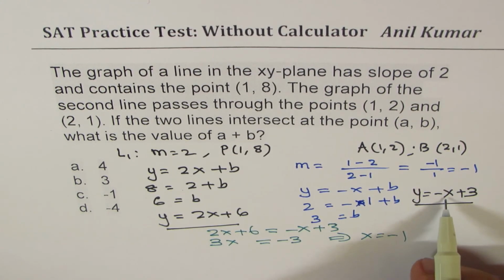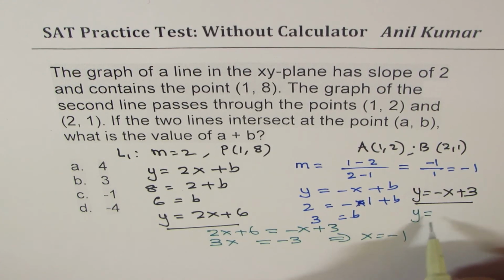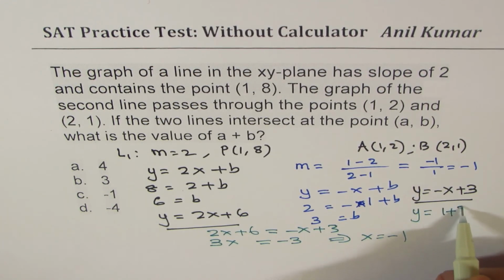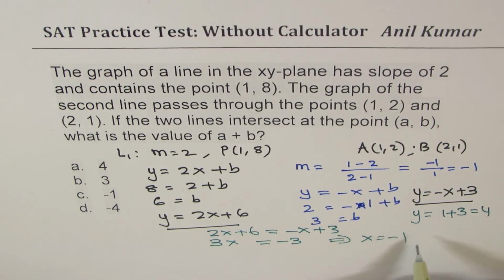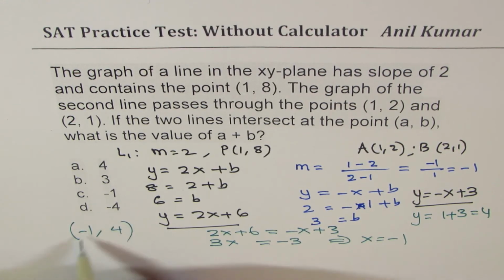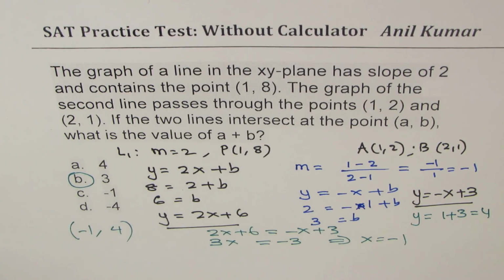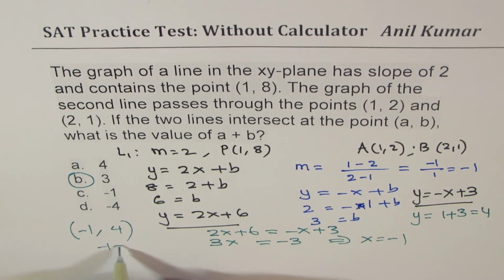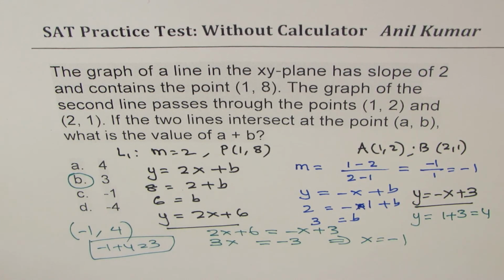Now if I write x equals minus 1, I get y equals, minus makes it plus, 1 plus 3, which is 4. So my points are minus 1 and 4. If I add them, I get 3 as my answer, right? So minus 1 plus 4 is 3. Do you see that? That is how you could answer this.